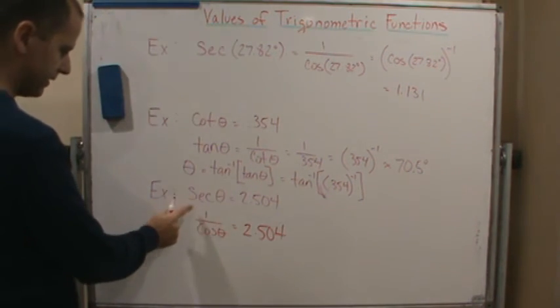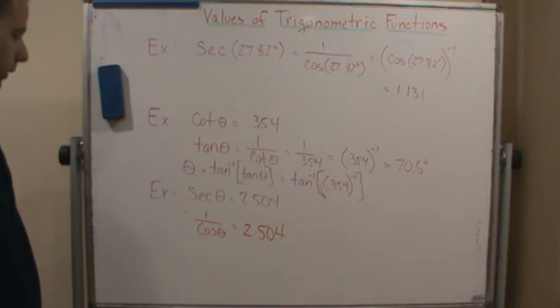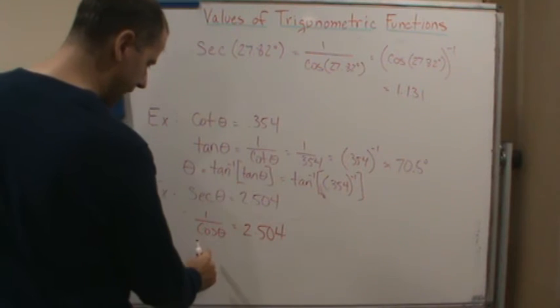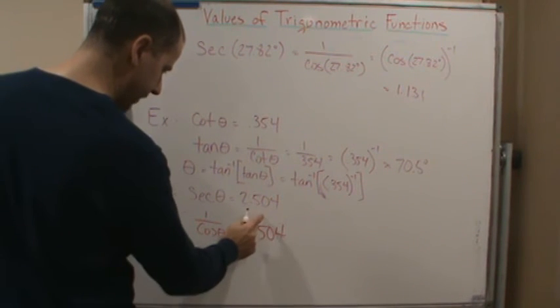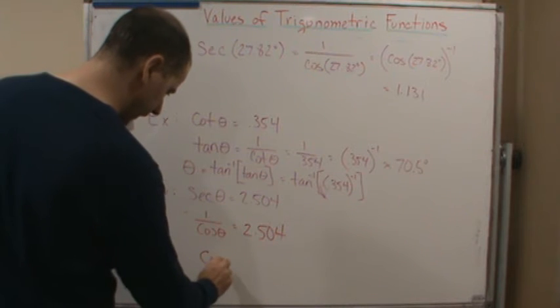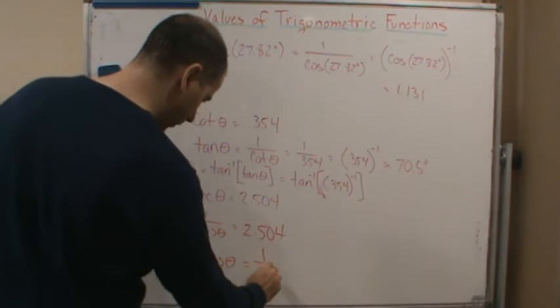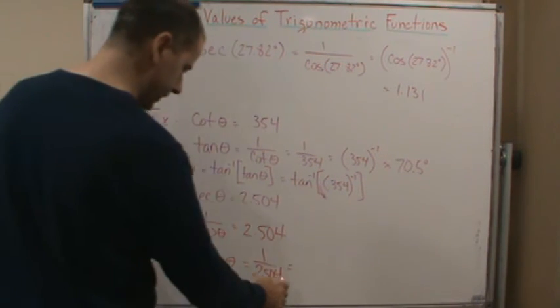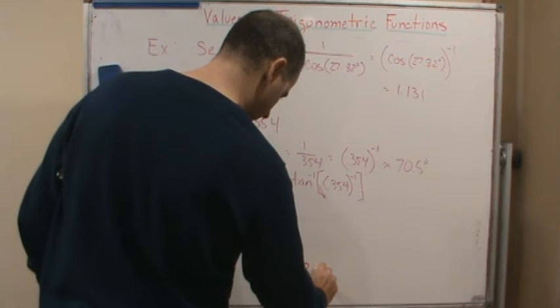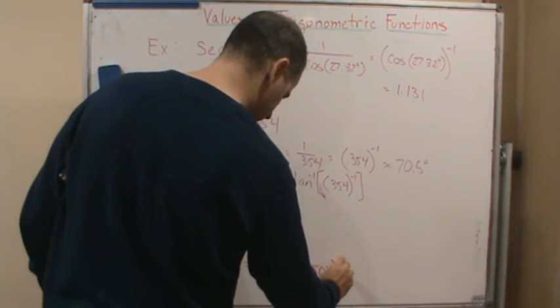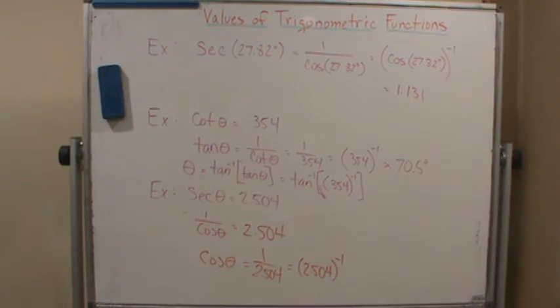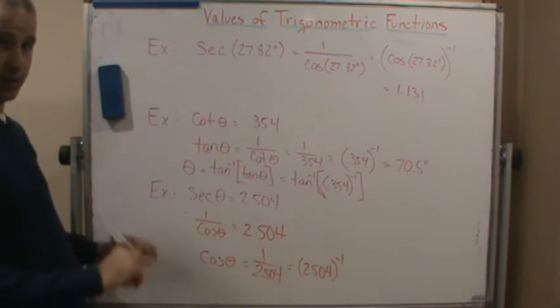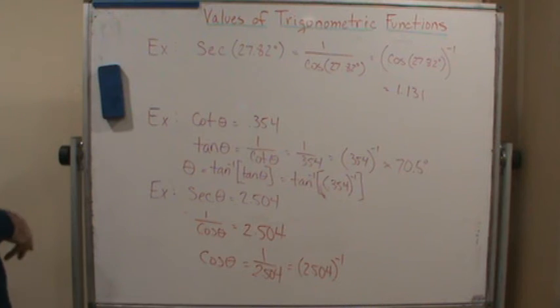Okay. So this is equal to this, right? If this is equal to this, then if I take the reciprocal of this side, I have to take the reciprocal of this side, and so I get cosine theta equals 1 over 2.504. That's what I want. That's what I was trying to get to. And so cosine theta is equal to, and again, I can just write it this way for my calculator. Now you could put it in your calculator this way just fine. You just have to have extra parentheses to make sure that your calculator does it correctly.